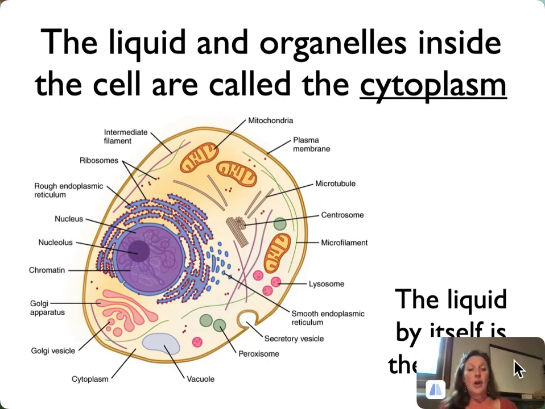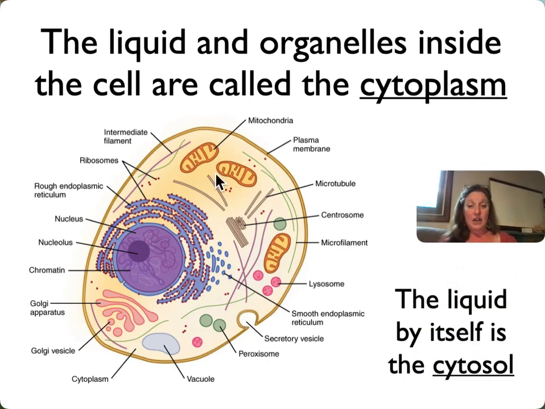Okay, so inside the cell, we've talked about the plasma membrane. Now we're going to move to the inside of the cell. The liquid inside the cell, plus all of these structures that you see here, is referred to as the cytoplasm. If we just wanted to talk about the liquid by itself, it would be called the cytosol. Often these words get used interchangeably, but just so you know, they do have slightly distinct meanings.